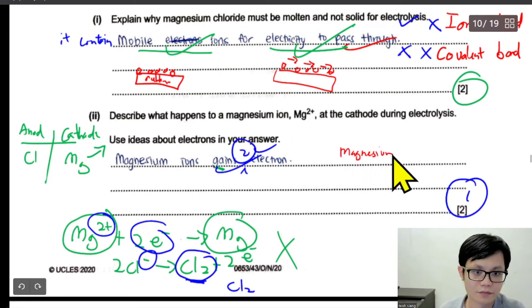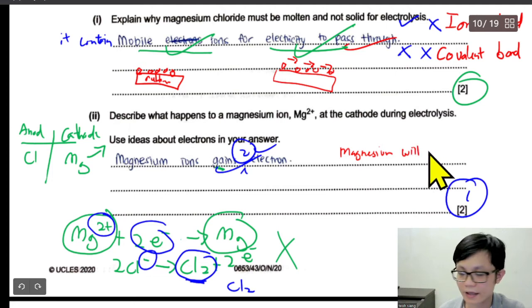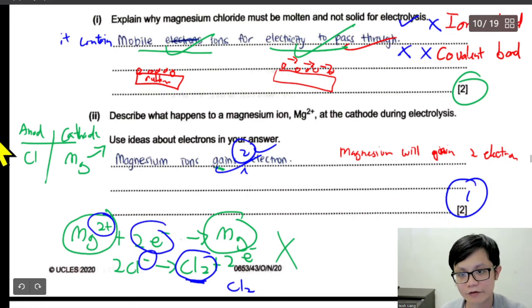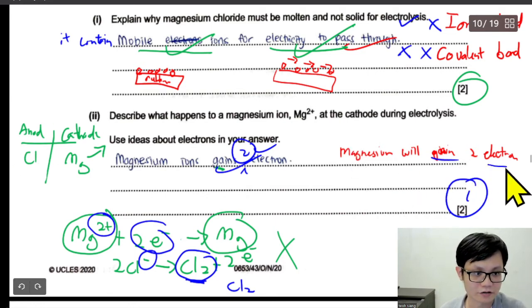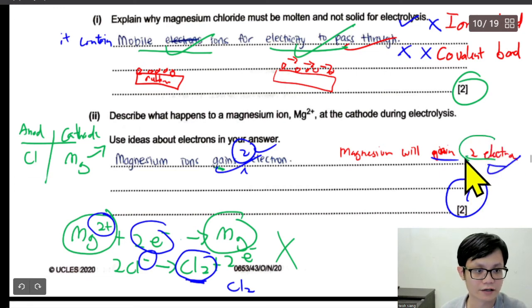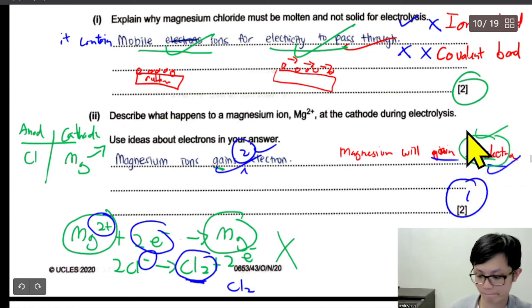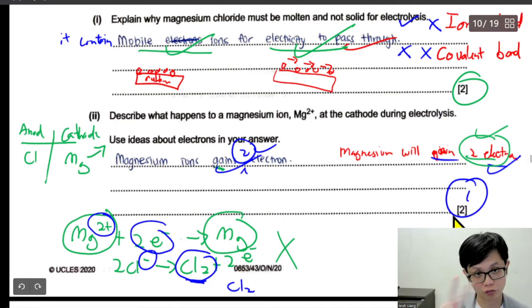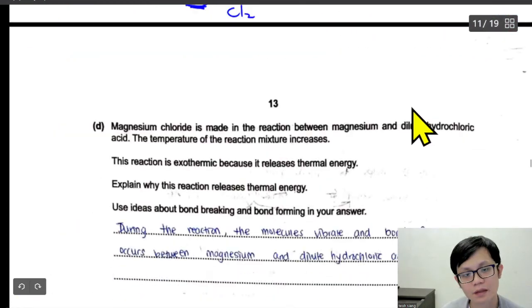Magnesium will gain 2 electrons. So 1 mark will be given for gain electron and another mark for 2 electrons here, so you get 2 points. That's why the student just gets 1 point, because the student just said gain, but didn't mention 2. So you guys just get 1 point.